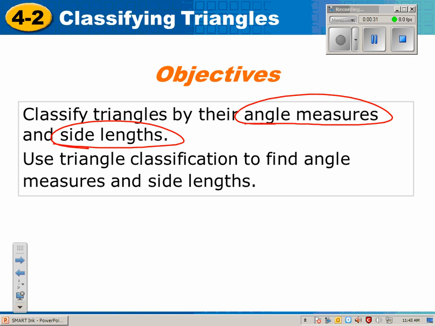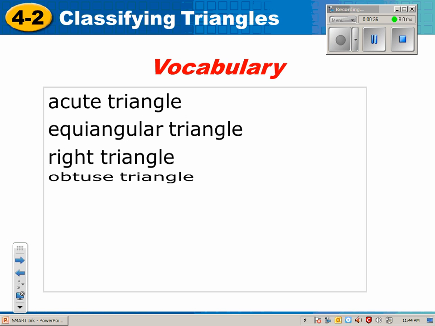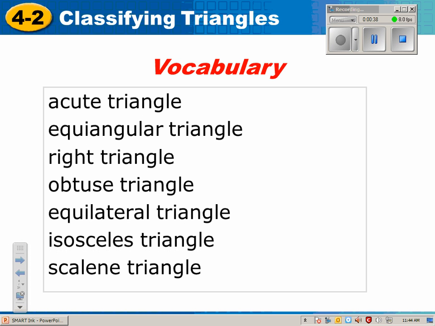You're also going to classify those triangles, which is what I'm talking about, so moving on. All of these vocabulary words are actually in separate slides in your notes, okay?